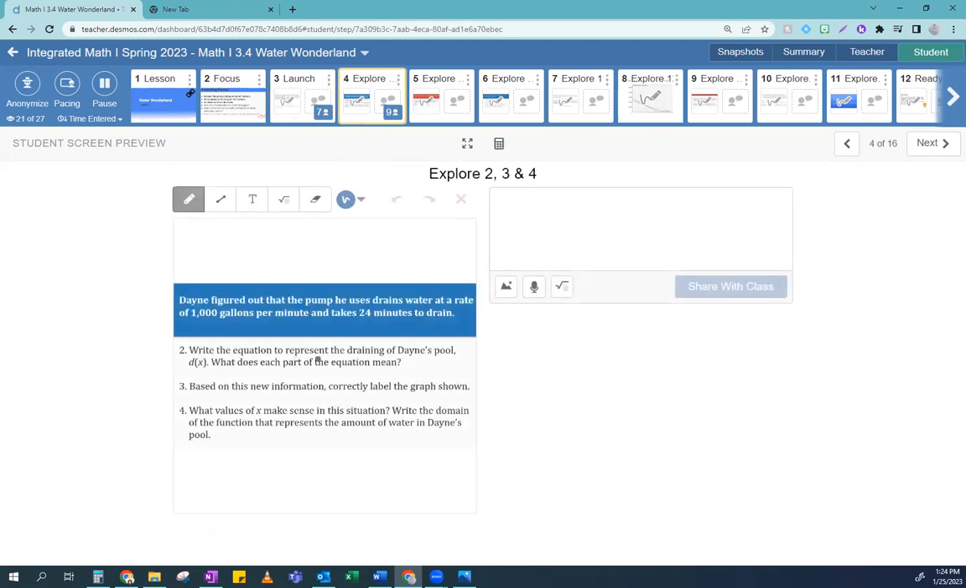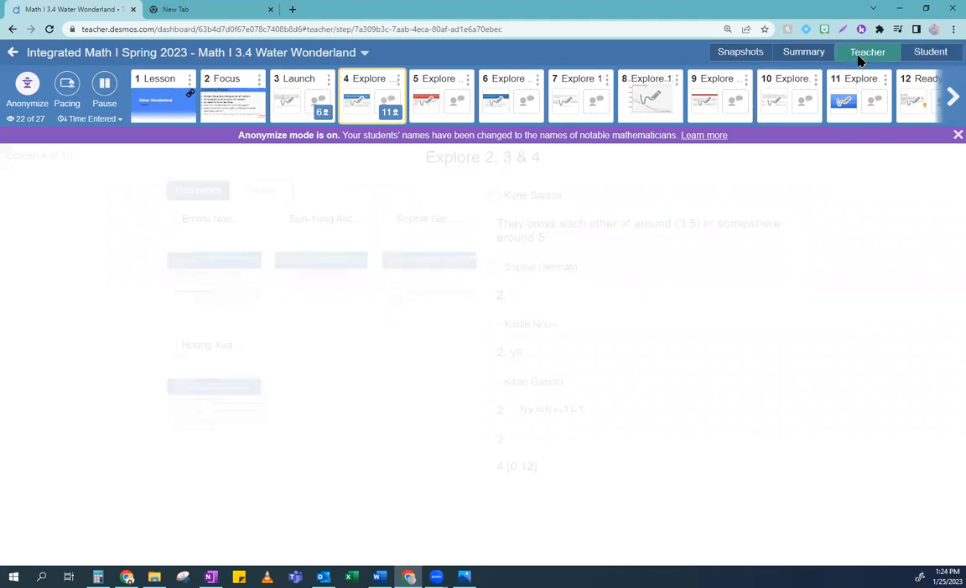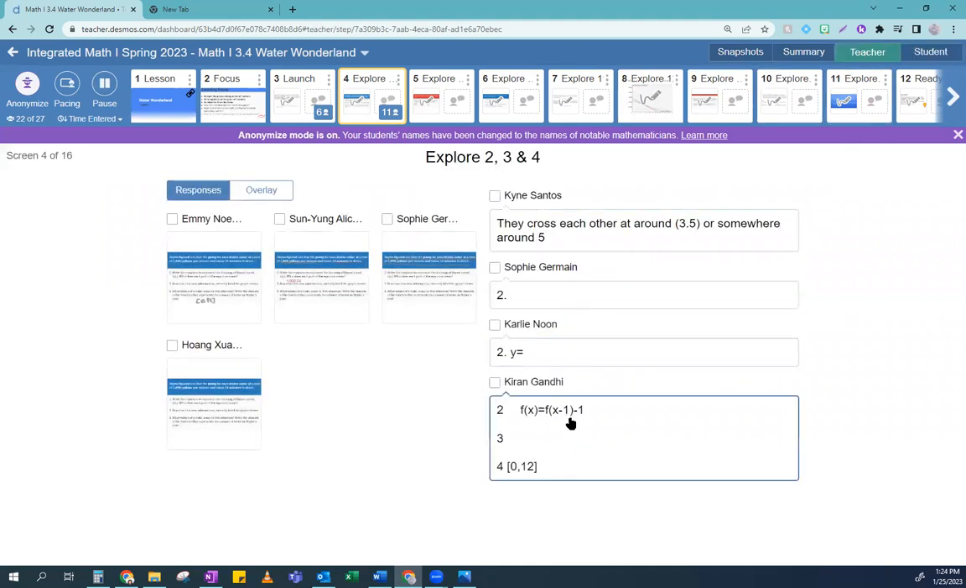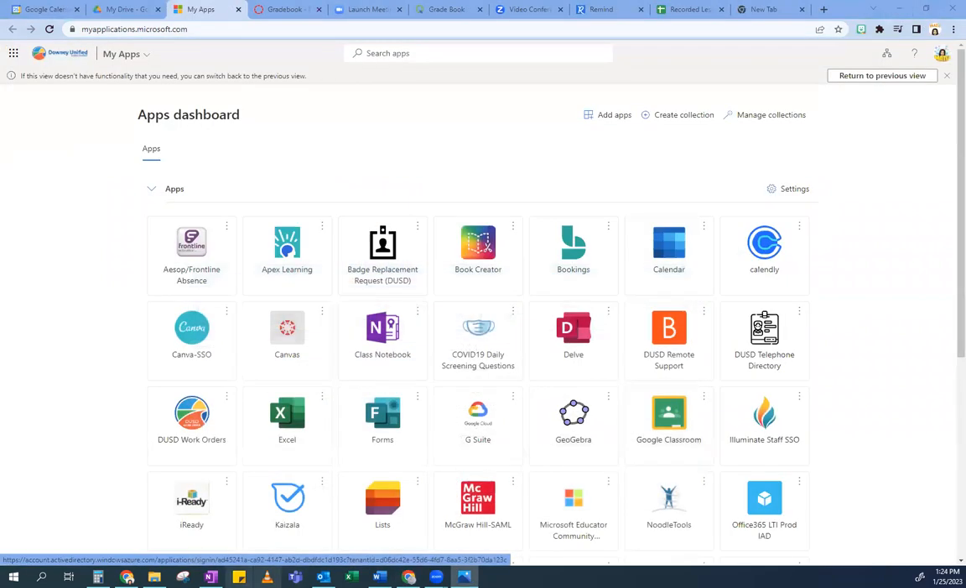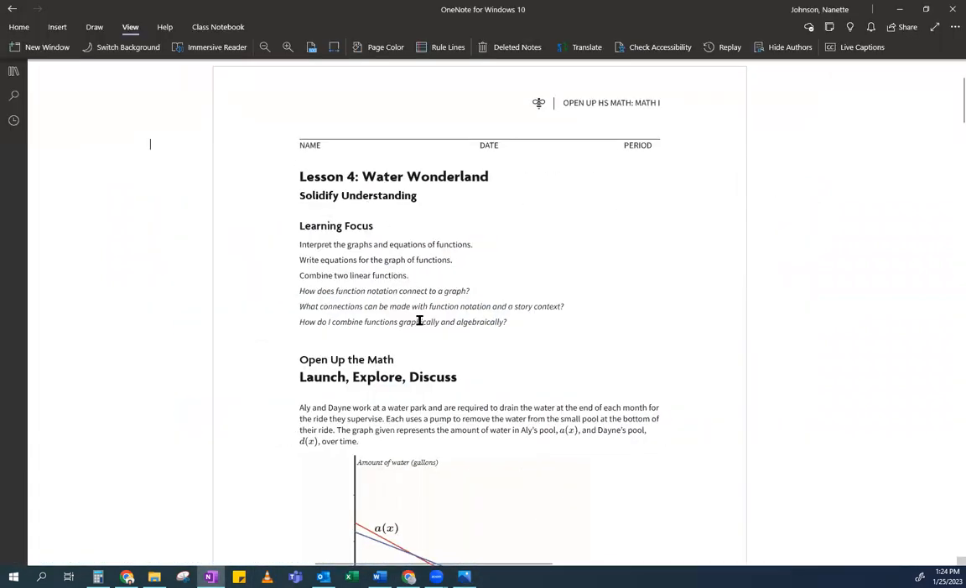So write the equation to represent the draining of Dane's pool, d of x. What does each part of the equation mean? So Dane figured out that the pump he uses drains water at a rate of 1,000 gallons per minute and takes 24 minutes to drain. So I wanted to peek at your answer here. So only a couple people got it. So we definitely need to work on this part. So I'm going to show you here.